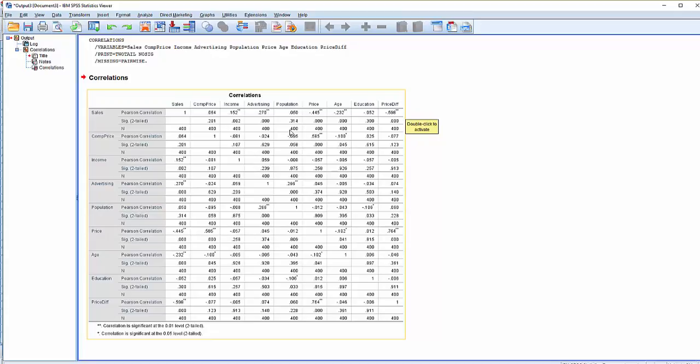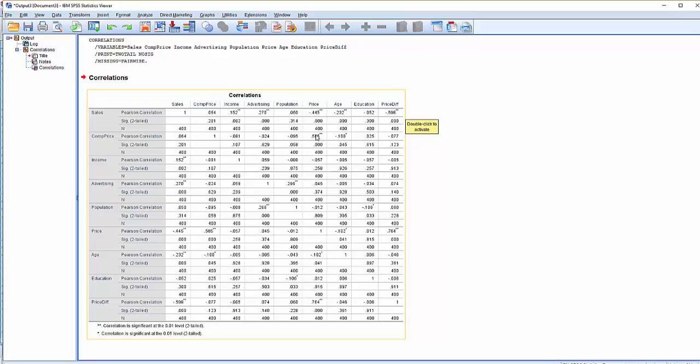Then we're going to look at the rest of the correlations. We want to make sure that we don't have multicollinearity, or at least a first look at that. We don't want any correlations above 0.7, and none of those are above 0.7. I'm going to look at the significant correlations. Here's one between price and competitor's price.